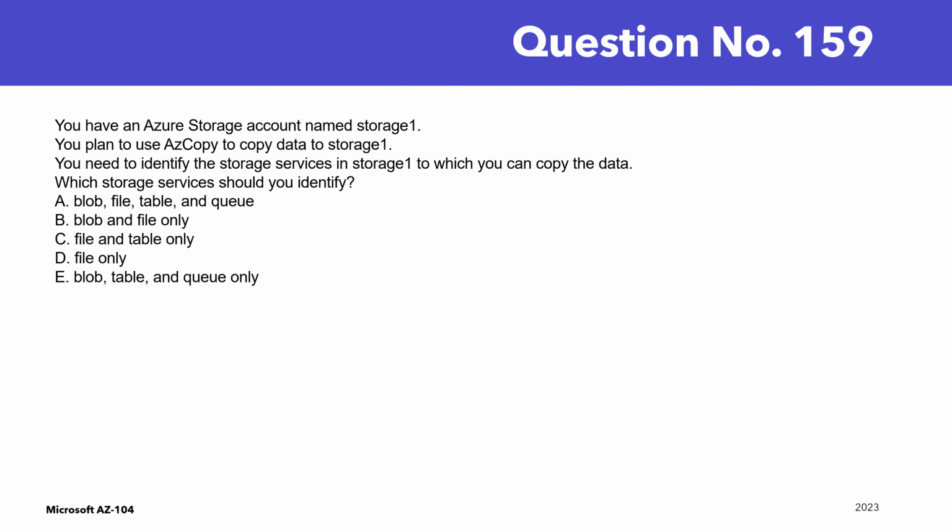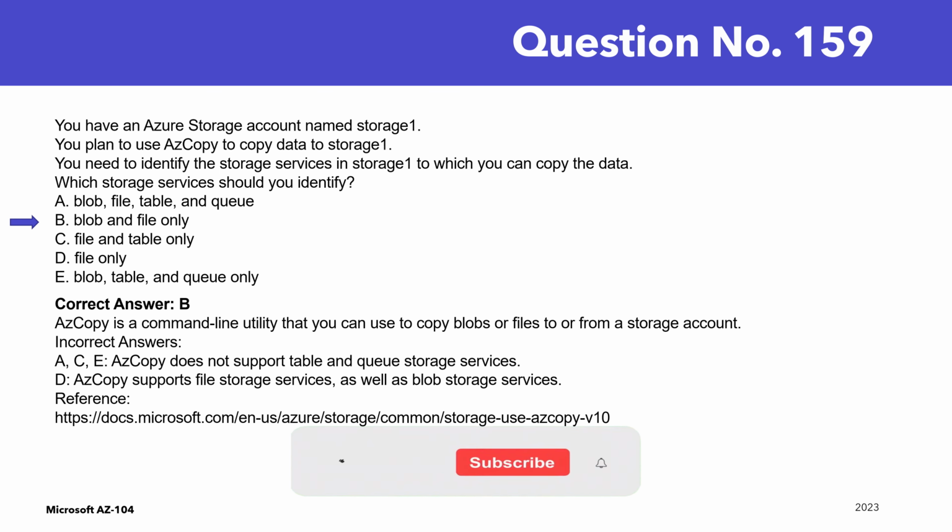You have an Azure storage account named Storage 1. You plan to use AzCopy to copy data to Storage 1. You need to identify the storage services in Storage 1 to which you can copy the data. Which storage services should you identify? A. Blob, File, Table, and Queue. B. Blob and File only. C. File and Table only. D. File only. E. Blob, Table, and Queue only. Correct answer: B.